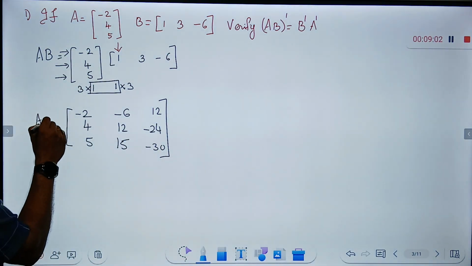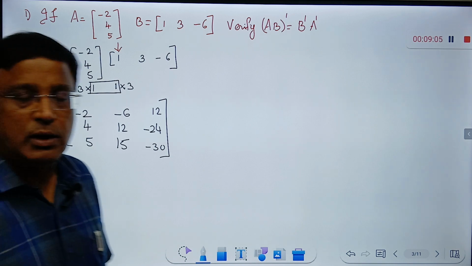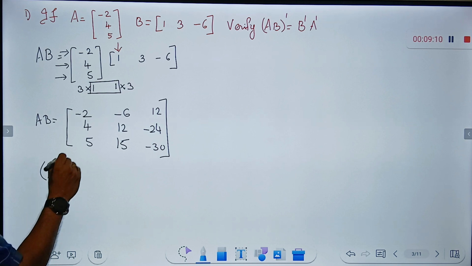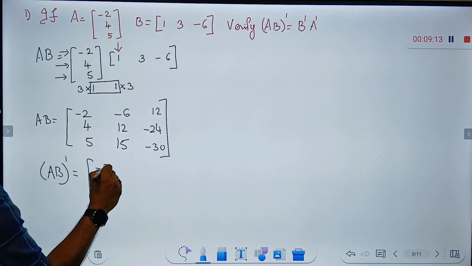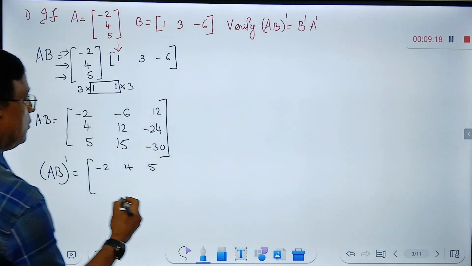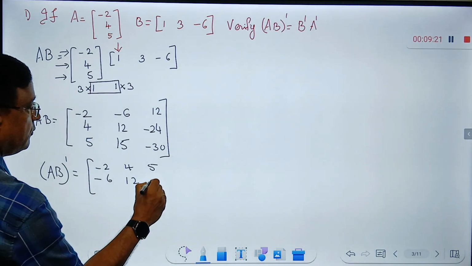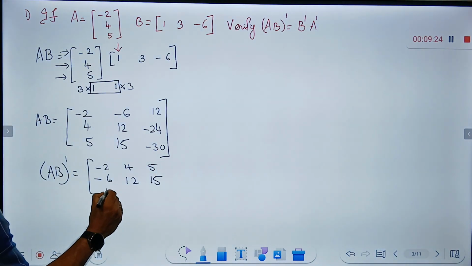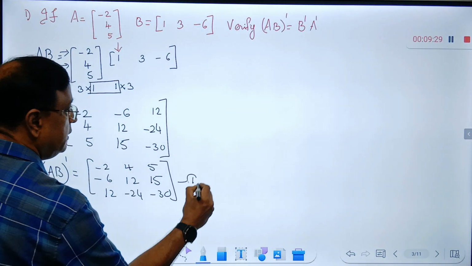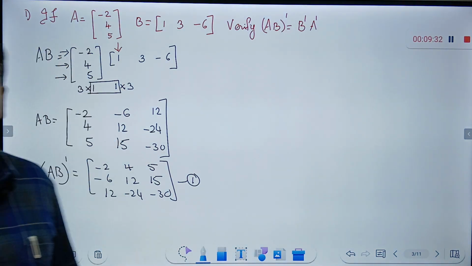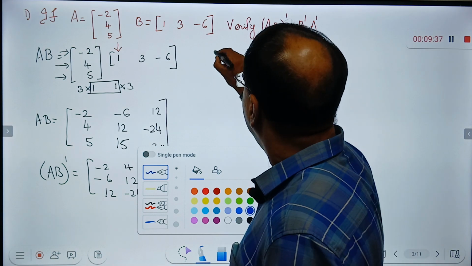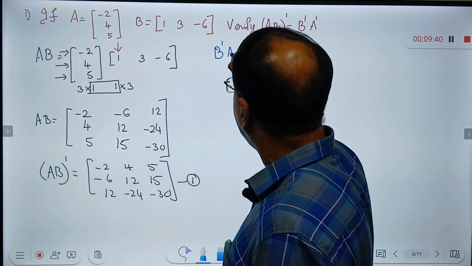So this is my product AB. By now, I'm sure you should have understood what AB is. Now I want to find AB whole transpose. What is that? Minus 2, minus 4, 5. Your column becomes row. Minus 6, 12, 15. Then 12, minus 24, minus 30. Call this as 1 and leave it. I am done with AB whole transpose. Now what do I want to find? I want to find B transpose into A transpose.